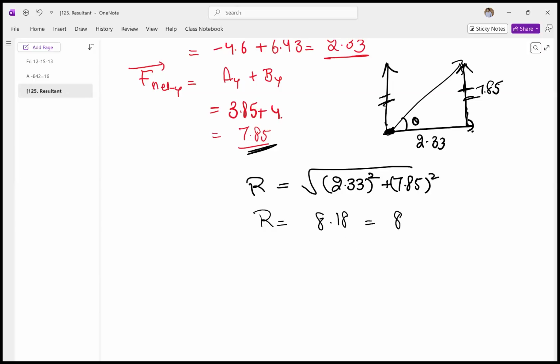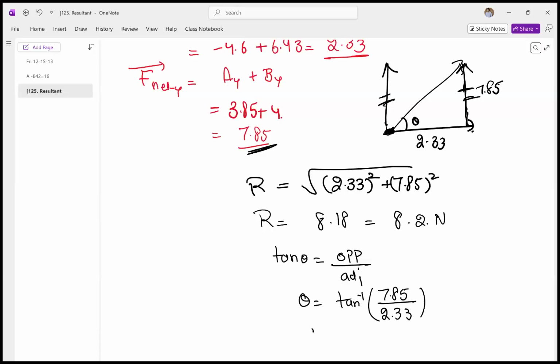So approximately 8.2 Newtons, and then the angle: tangent theta is equal to opposite upon adjacent, and the theta value will be tangent inverse of opposite, in this case 7.85 divided by 2.33. The theta angle will come across as 73.5 degrees approximately.